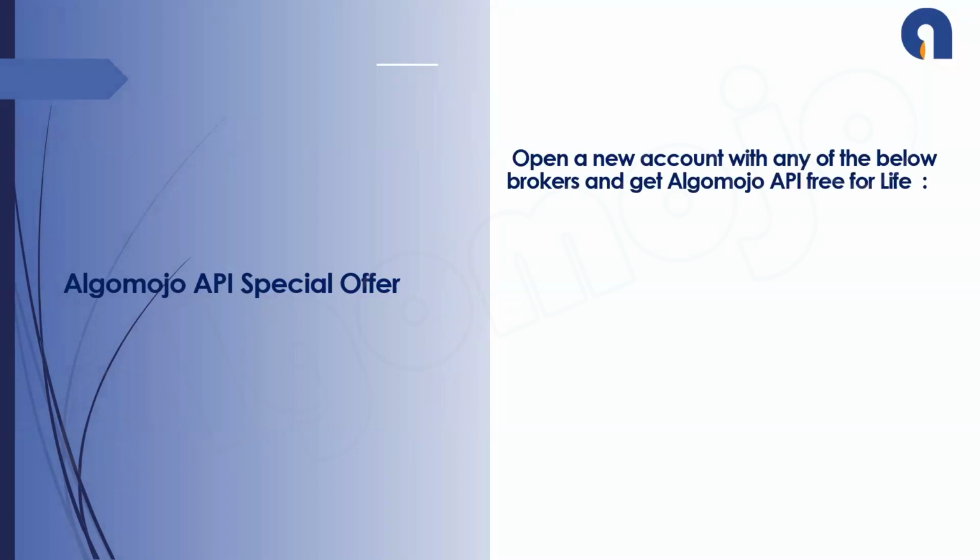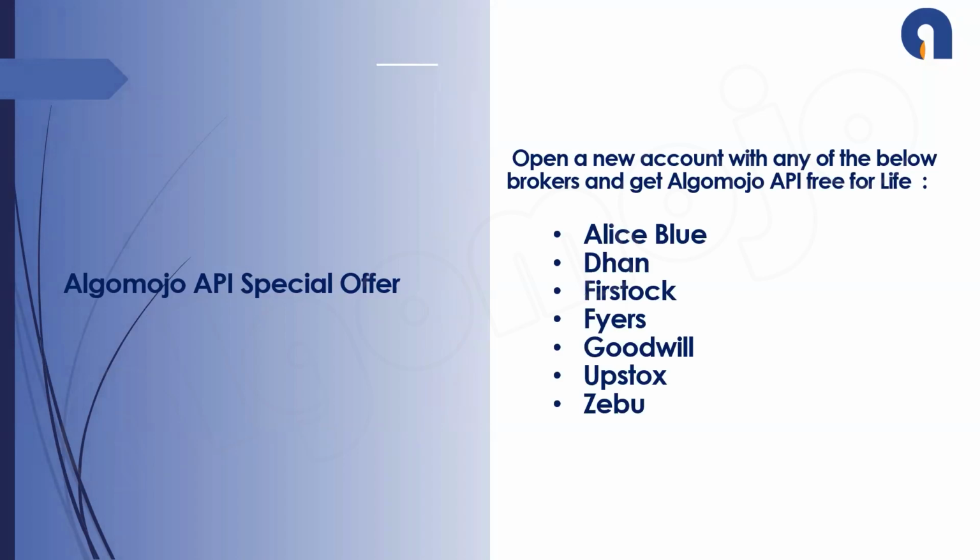Now, in case you would like to avail some special offer from us, if you open a new account with any of these seven brokers, we will be able to give you the APIs completely free of cost for life of Algomojo as such. So you will get all the features and facilities which are currently available and which we are going to roll out going forward, free of cost for life. Otherwise, there's a subscription cost involved. You could use this offer. We'll show you also how to avail this using the platform.